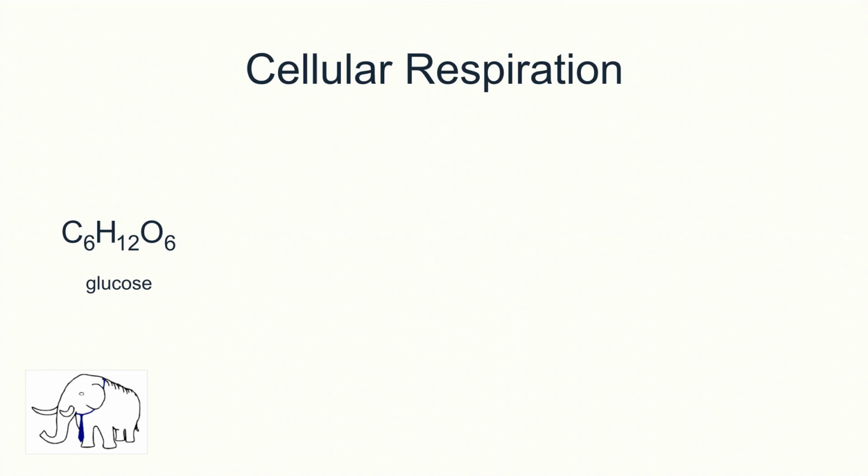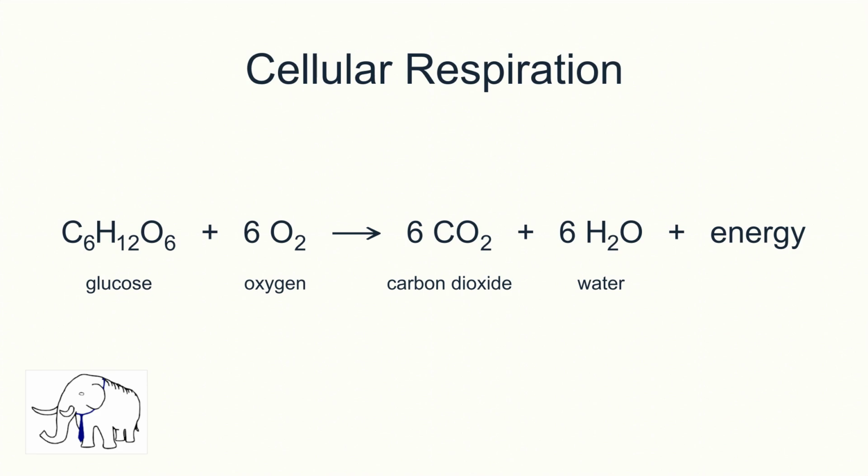So we're going to start with glucose, we're going to add oxygen, we're going to end up with carbon dioxide plus water plus energy. How much energy? Enough to regenerate around 30 molecules of ATP for every molecule of glucose. So yeah, that's quite a bit of energy.